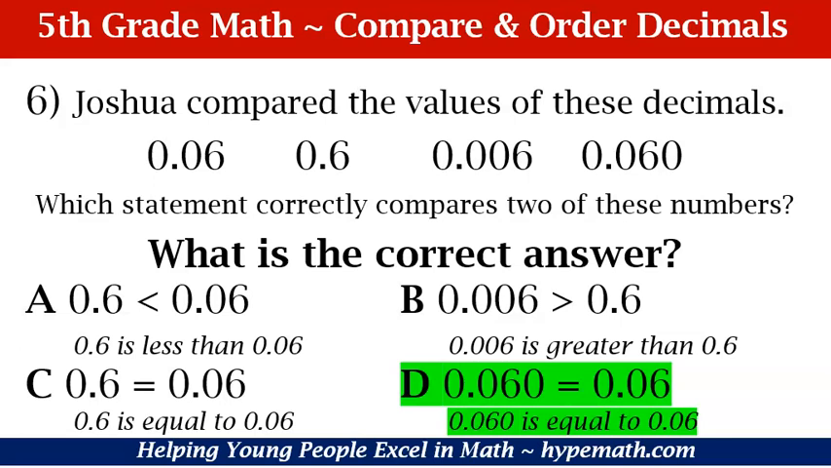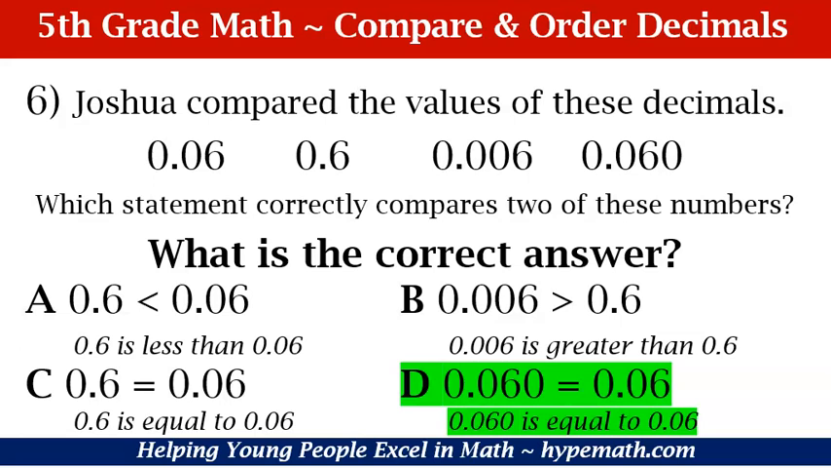Let's look at B. We have 0.006 is greater than 0.6. Is that true? No, that's not true either, because again, 0 is actually less than 6, so that greater than sign is pointing towards the 0.006. Remember the alligator, he always wants to eat the largest number. Well, 0.006 is not the largest number, okay? 0.6 is, so that answer is incorrect.